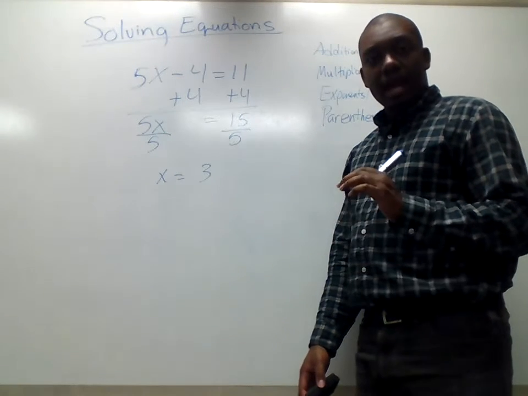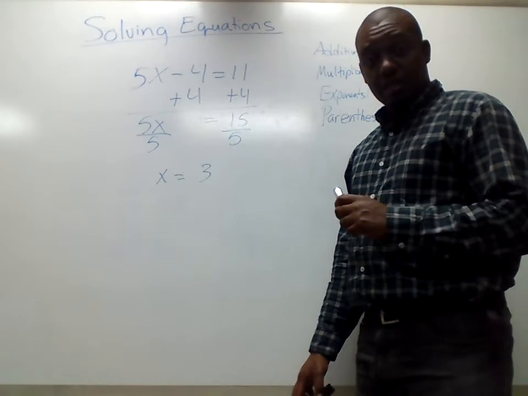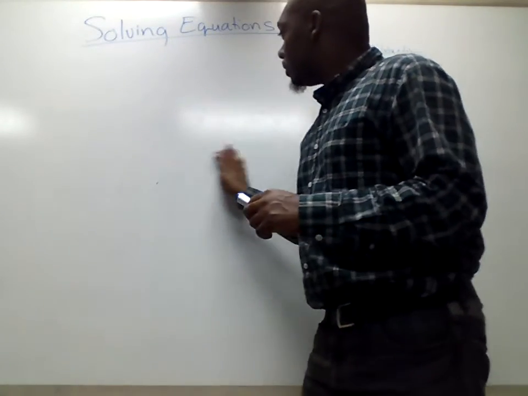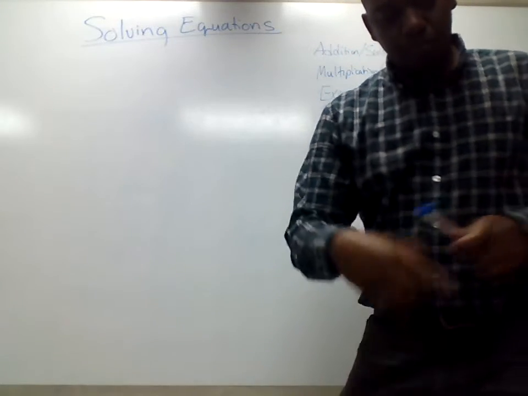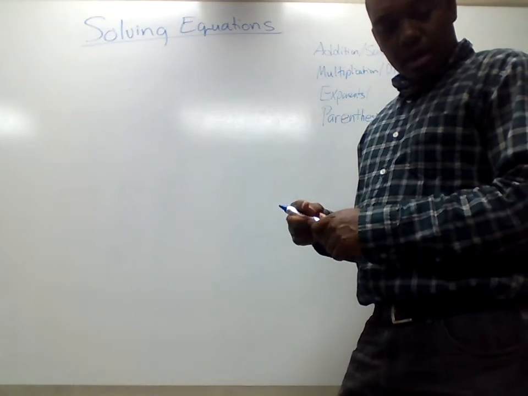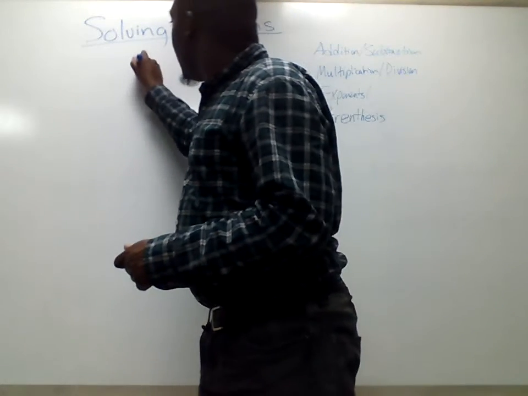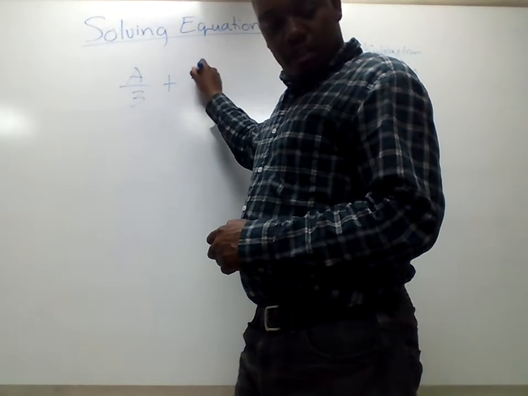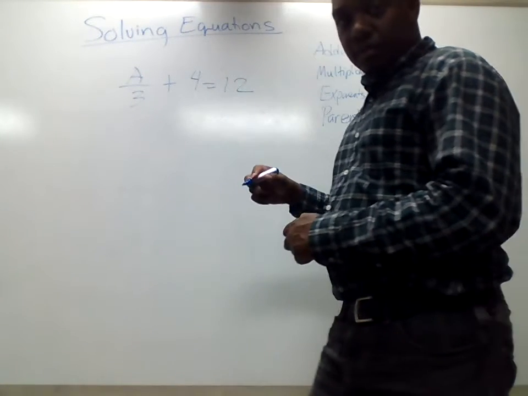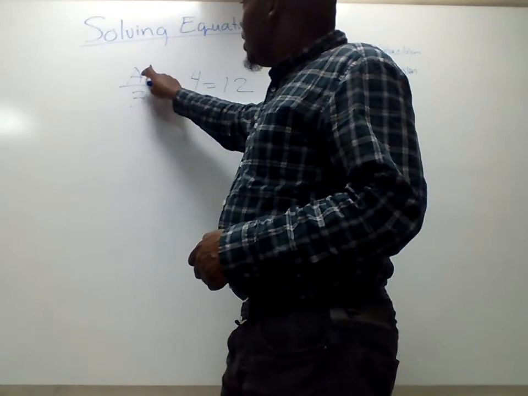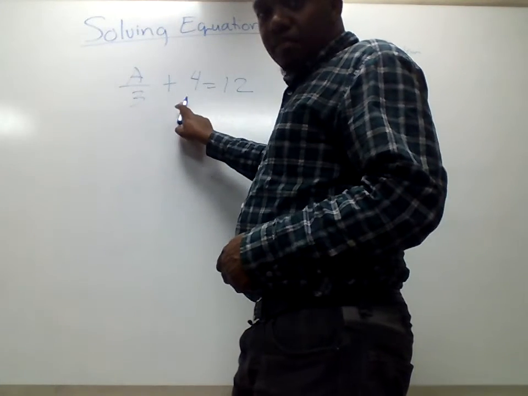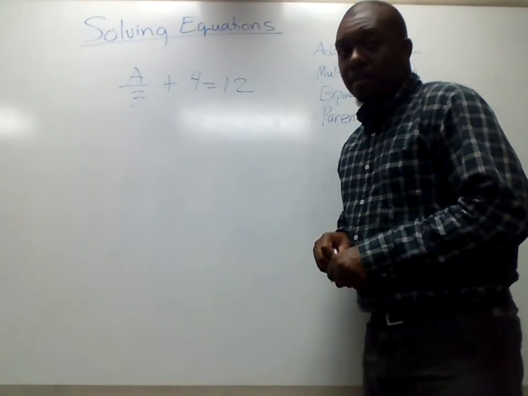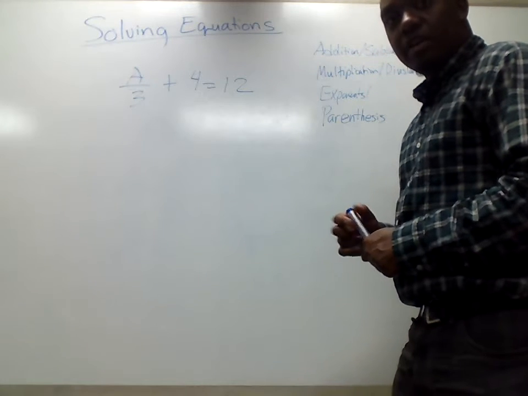Well, let's take a look at a different equation, shall we? All right. This time, let's look at a over 3 plus 4 equals 12. So our unknown value divided by 3 plus 4 equals 12.